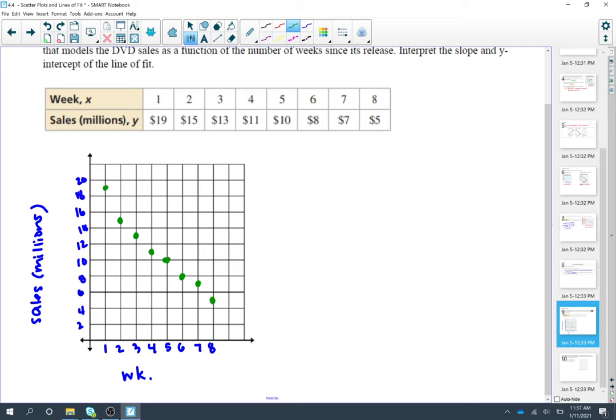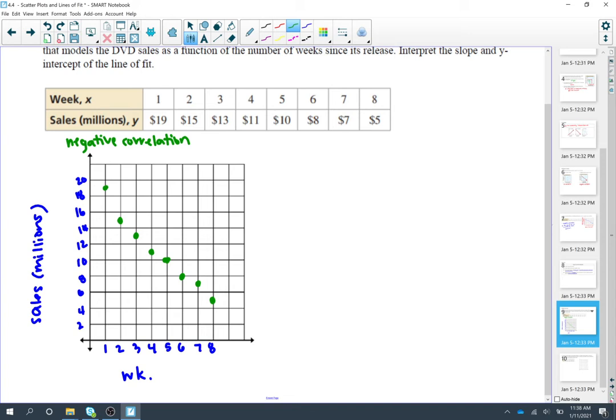Step 2, we have to figure out whether or not a line would actually model this data. So is there a correlation? If I'm looking at my dots, it looks to me like this is a negative correlation. So as the number of weeks increase, the sales decrease, which tells me I can model it with a line.